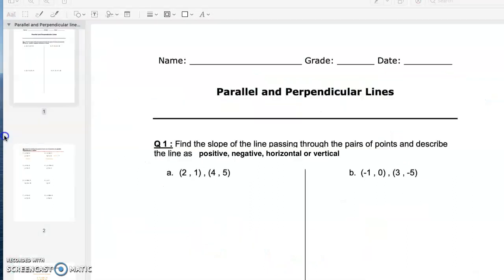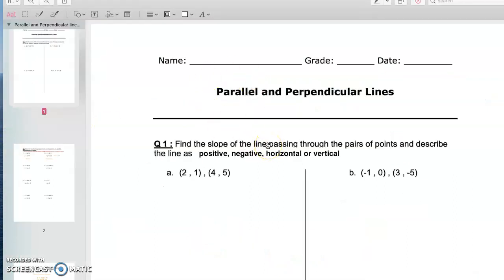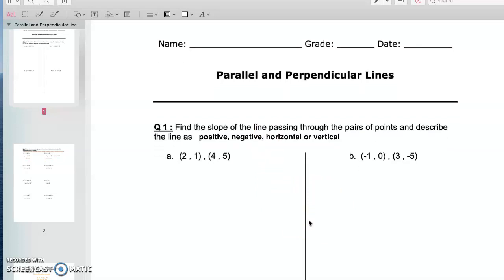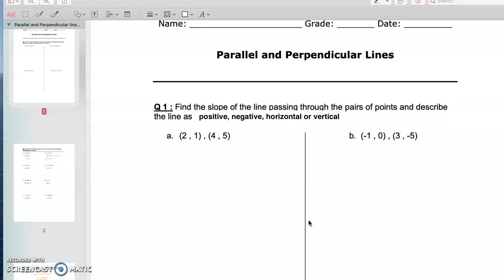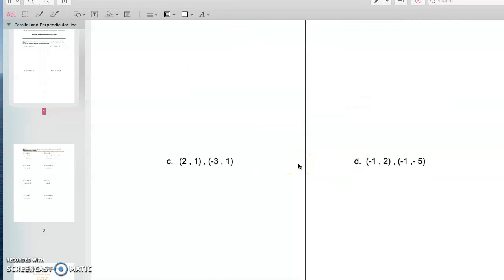Okay, so this is the worksheet that you're actually given this week, one of the worksheets that you're given to work on. And the first section here just wants you to use the slope formula to find the slope, and then you're going to tell us if it's positive, negative, horizontal, or vertical. We've done this many times, okay? This is the y2 minus y1 over x2 minus x1. You've seen it a lot. You've done it a lot. I'm pretty confident in you guys with being able to do this section right here.